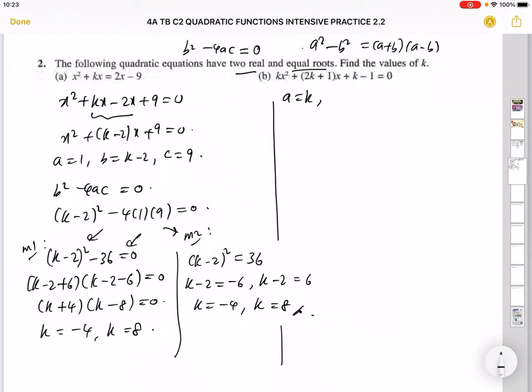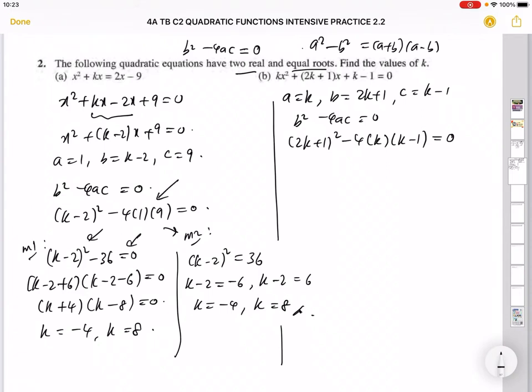Now, for B, there are a lot more terms, but it's actually more straightforward. My a is k, my b is 2k plus 1, and my c is k minus 1. Okay, when you do b squared minus 4ac equals 0, you have (2k + 1) squared minus 4ac, right, equal to 0. Unlike part A, where this term is a number, 36, which we can square root, if your term has an unknown, you can't apply the same method as method 1 anymore, because we cannot square root an expression with unknown k, right?